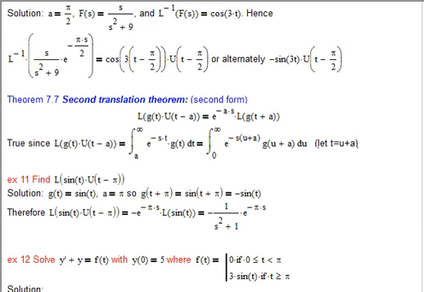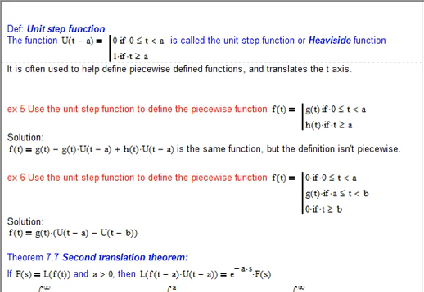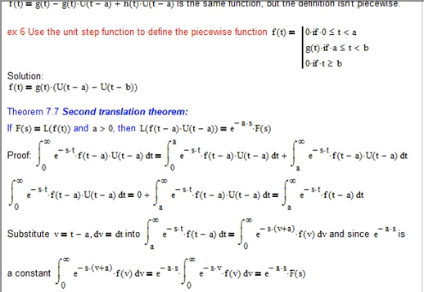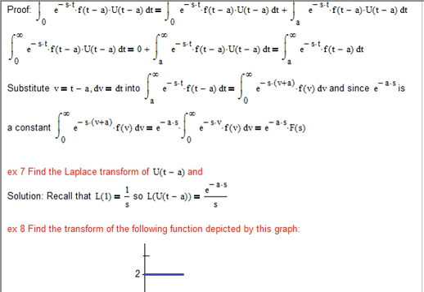So there is a first translation theorem, or the second translation theorem, that says if we know the Laplace transform of f of t is F of s, and a is some number greater than 0, then when we multiply our f of t minus a times our unit step function at t minus a, that comes out as e to the negative a s times F of s, and the proof we've already even looked at.